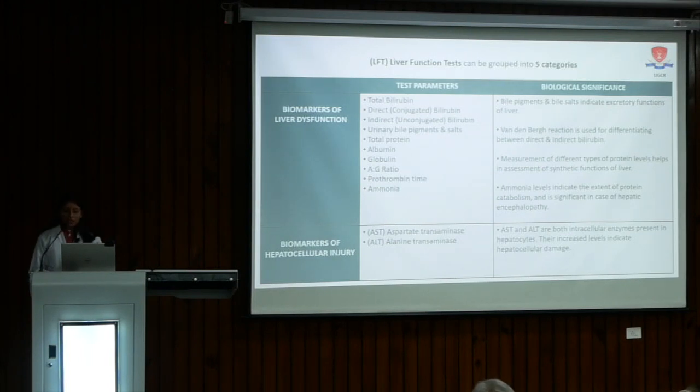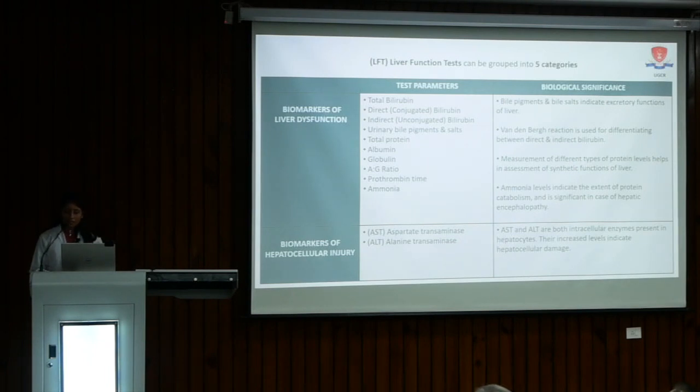Its significance is bile pigments and bile salts indicate excretory functions of the liver. The Van den Bergh reaction is used for differentiating between direct and indirect bilirubin. The measurement of different types of protein levels helps in the assessment of the synthetic functions of liver, and the ammonia levels indicate the extent of the protein catabolism and is significant in the case of hepatic encephalopathy.